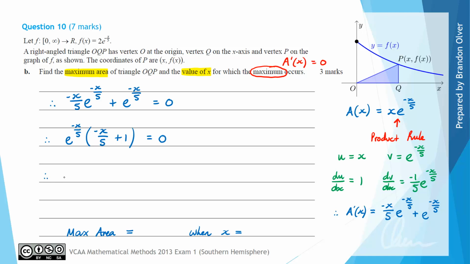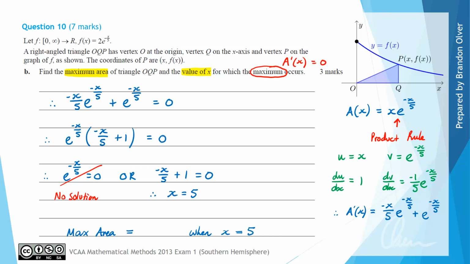So therefore, according to the null factor law, we could have e to the power of negative x on 5 equal to 0, or we could have negative x on 5 plus 1 equal to 0. However, there's no solution to the first equation, and solving the second equation gives x equals 5 as the answer. So when x equals 5, that's when we have the maximum area.